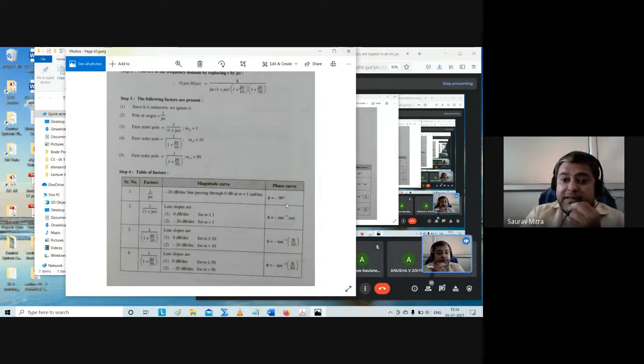How to draw the phase? For 1 by s, it is minus 90, as I had explained to you. 1 by 1 plus j omega gives minus tan inverse omega. 1 by 1 plus j omega by 10 gives minus tan inverse omega by 10. And 1 by 1 plus j omega by 50 gives minus tan inverse omega by 50. It's very easy. Bode plot is very easy.